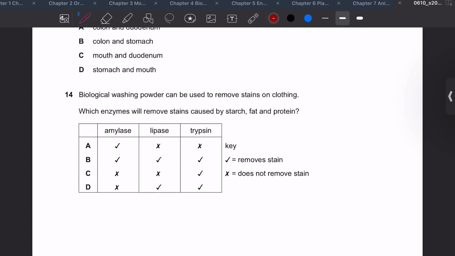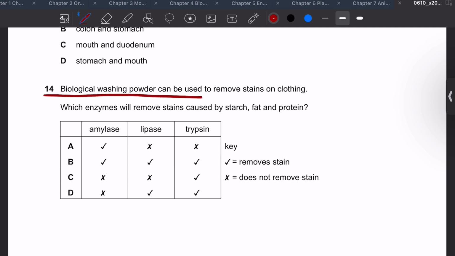Number 14. Biological washing powder can be used to remove stains on clothing. Which enzymes will remove stains caused by starch, fat, and protein?